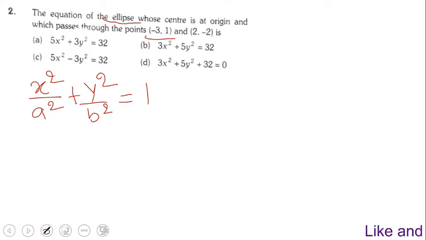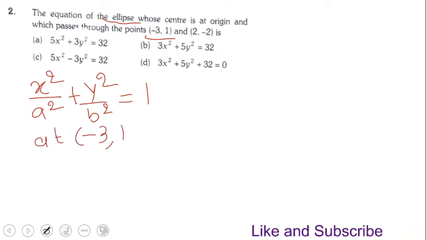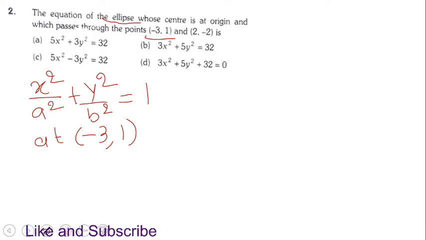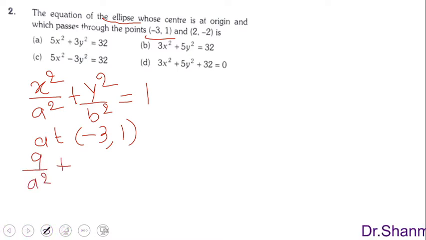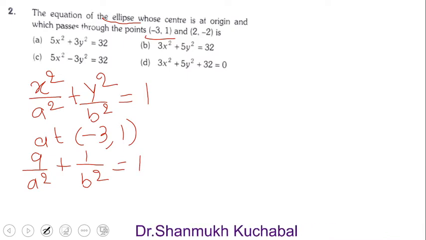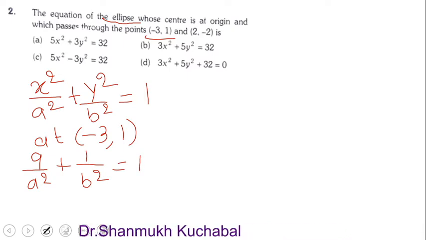At (-3, 1), we take x as -3 and y as 1. So x square, -3 square, is 9, giving 9 by a square. For y square, y is 1, so 1 square is 1, giving 1 by b square, equal to the right-hand side, 1. This is one equation we get.